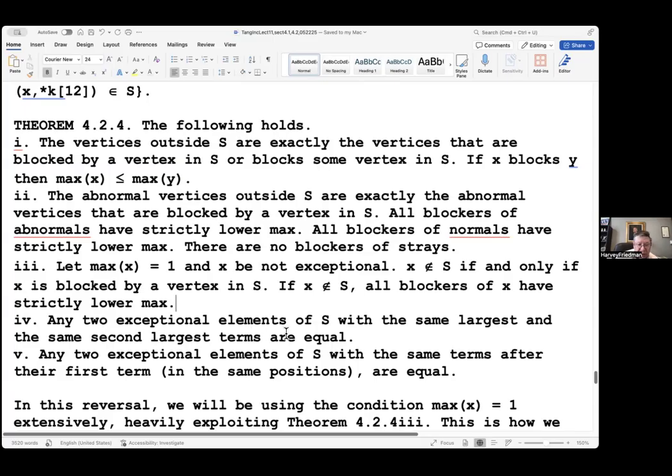If any two exceptional elements of S have the same largest and second largest terms, they are equal. Okay, largest and second largest are equal. That's just from before. And any two exceptional elements of S with the same terms after their first term are equal.